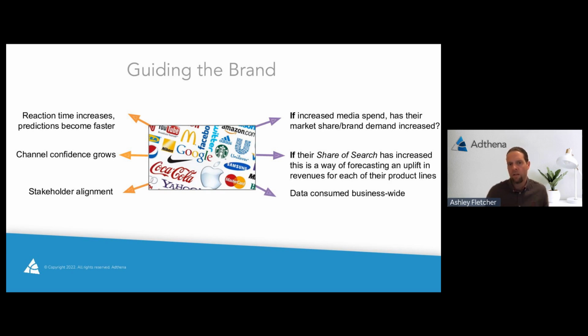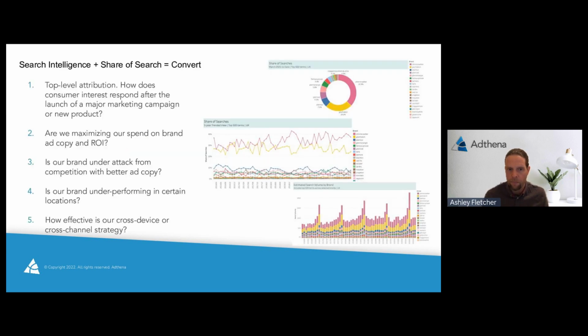But essentially, the cusp of this is, if you could predict an increase in media spend and therefore a better brand market share from it, could you predict that faster? And if your share of search has increased, can you forecast an uplift in your ad copy performance from brand in search as well? If you can say yes to both of them, then again, this is a real killer metric to guide the business.